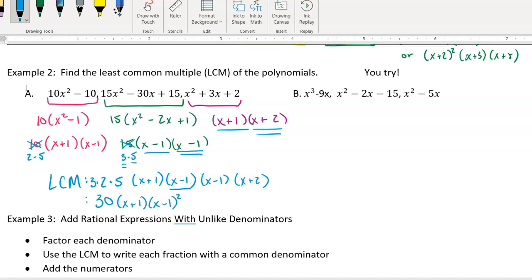We could write it like that, so we'd have x minus 1 squared times x plus 2. That would be our least common multiple.